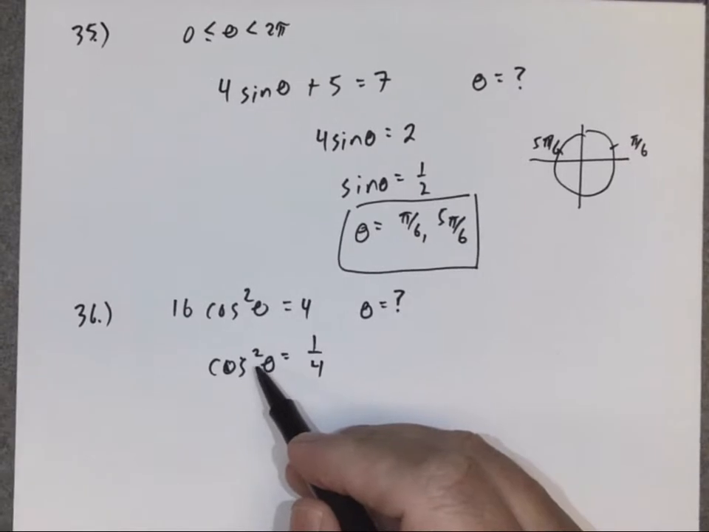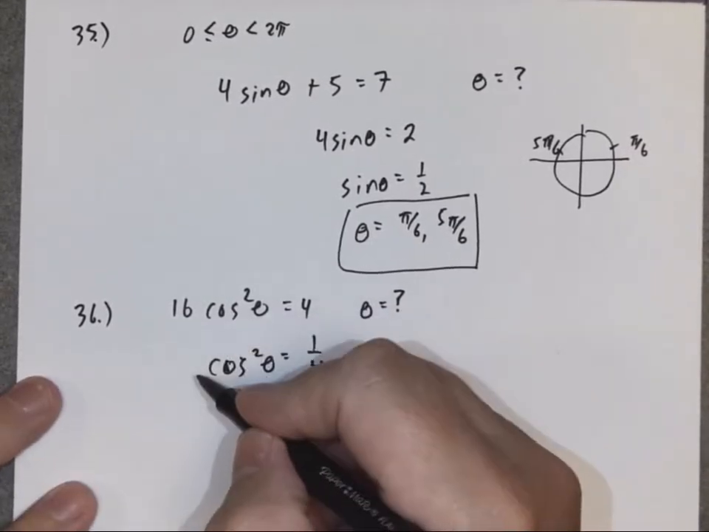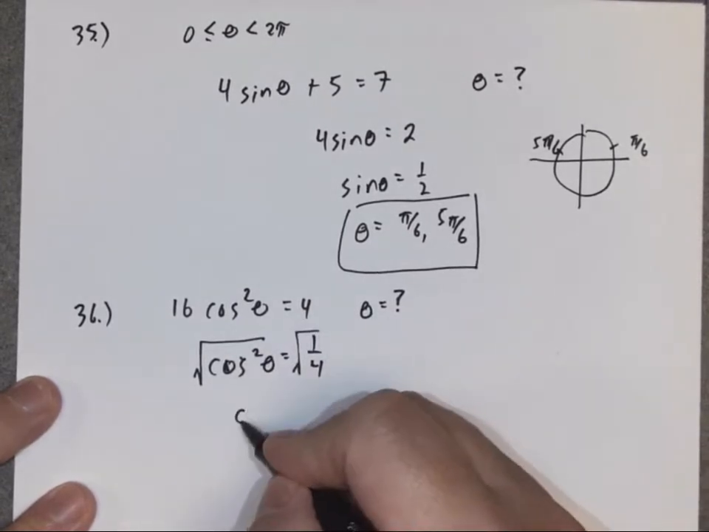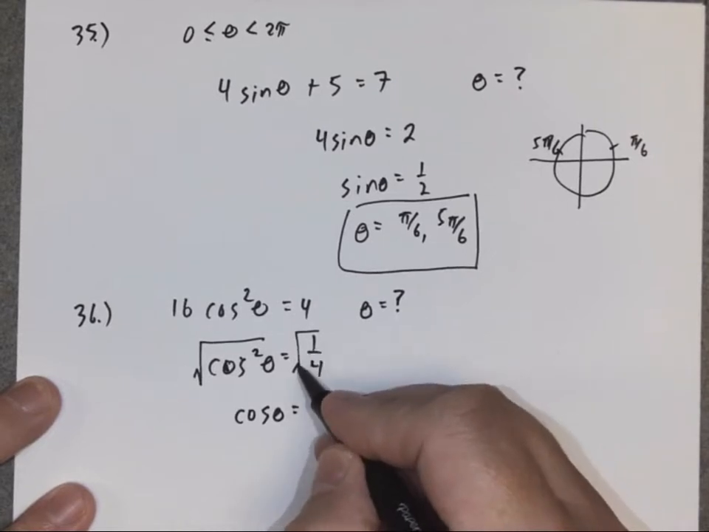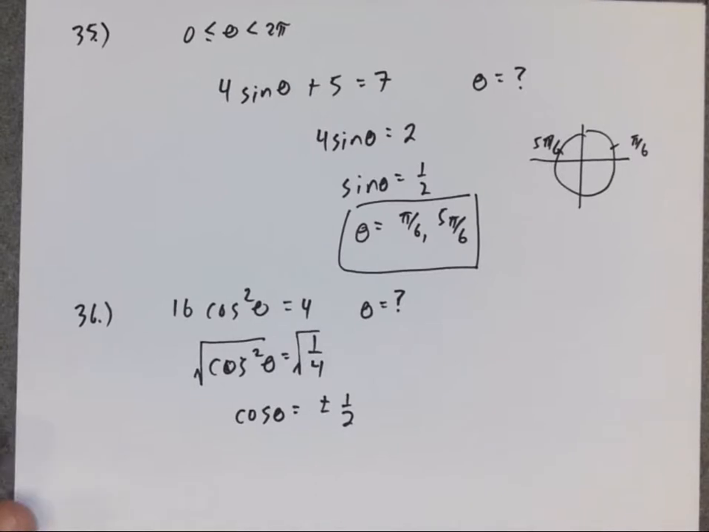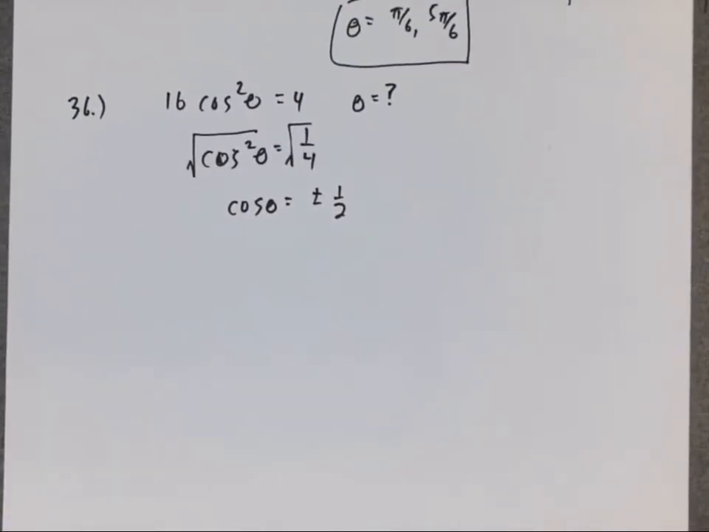Now I don't have cosine theta. Right now I have cosine squared theta. So what do you do to get rid of something squared? Take square root of both sides. Square root of 1 is 1, square root of 4 is 2, but don't forget now, since we're taking the square root of a number, it's plus or minus 1/2. So now we solve for the trig function.